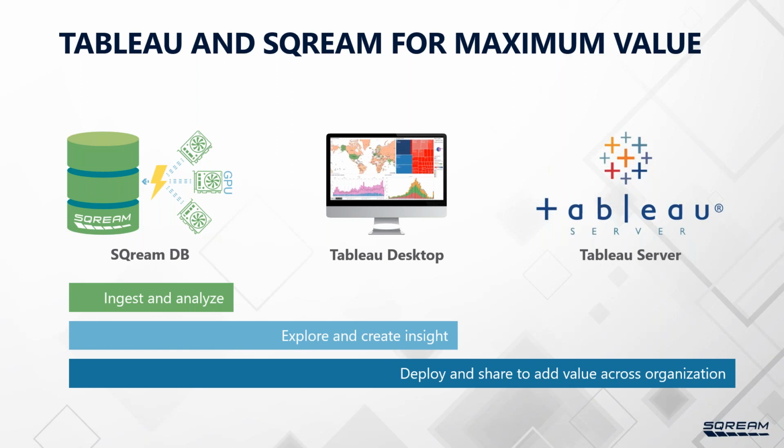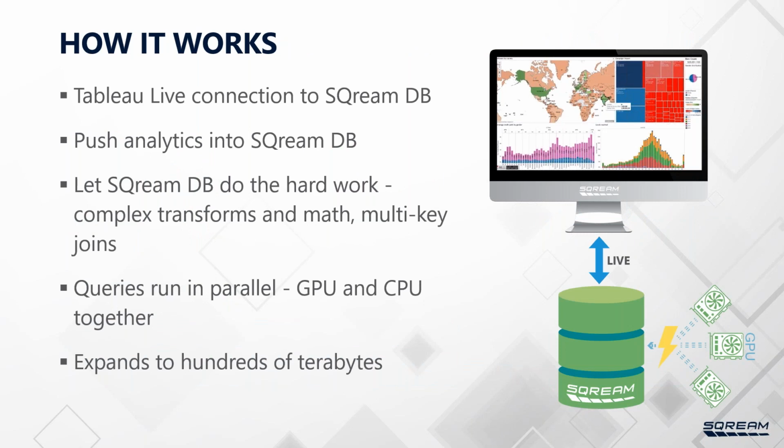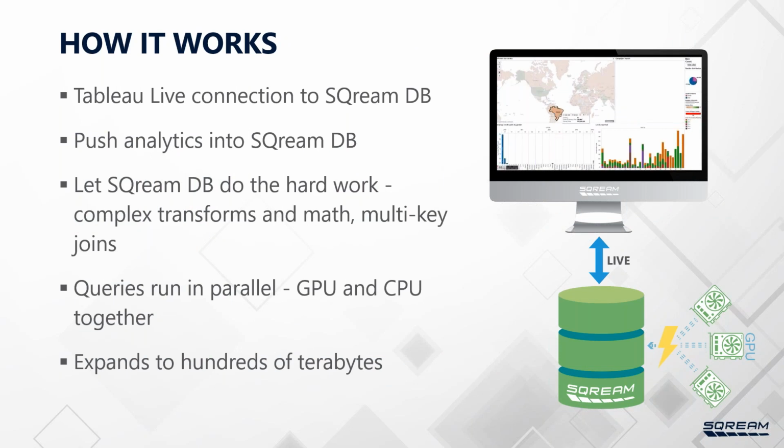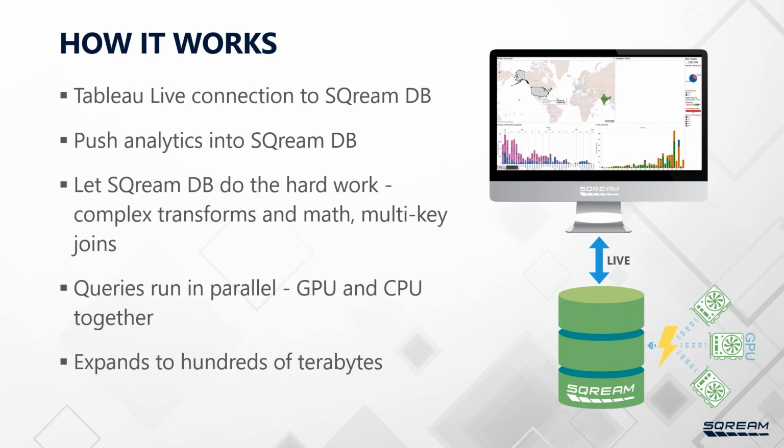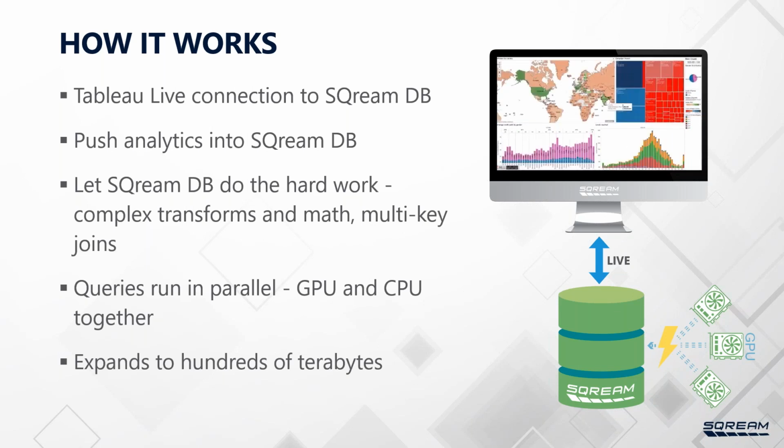So the question is, how do we actually do this, and why is this interesting? As you saw from the previous diagrams, it's just a live connection through ODBC into SQreamDB. It's very, very trivial. It's very easy to do. Tableau connects in live mode to SQreamDB, which pushes all the analytics into it. So if you're looking at 3 or 4 or 17 different tables, for example, you join them in Tableau, but the actual computation happens on GPU accelerated hardware inside SQreamDB. So you're actually letting it do all the hard work. It does the complex transformations. It does the multi-key, multi-table joins. It can do the math. It can do the sorting. It can do the filtering. It can do a whole bunch of different things.